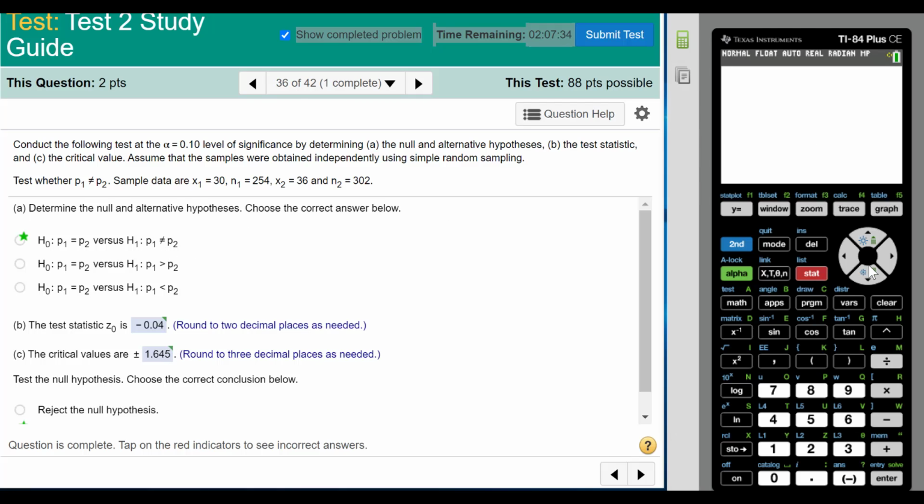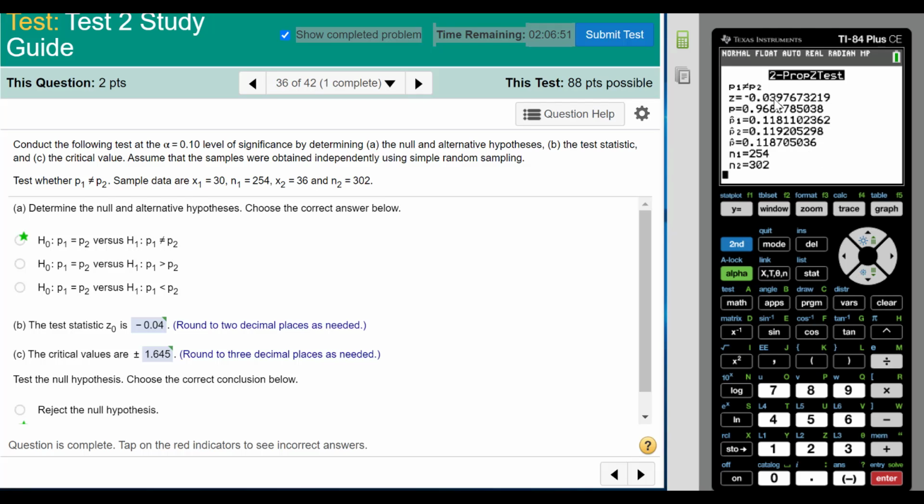So you would go to stat, tests. You see you have two samples, two proportions. So you choose two proportion z-test and you enter x1, which is 30. See how easy it is when you know how to use technology. 254 and then 36 and then 302. And then what we're testing whether P1 is different from P2. So you select this one, enter, and that's it. So calculate.